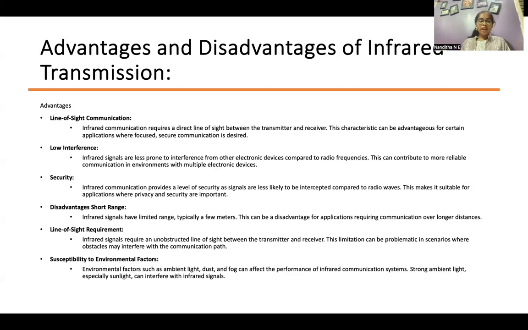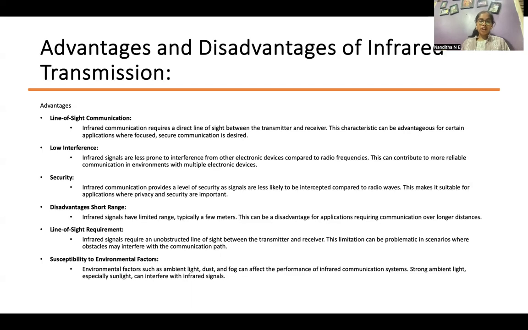Security. Infrared communication provides a level of security as signals are less likely to be intercepted compared to radio waves. This makes it suitable for applications where privacy and security are important.